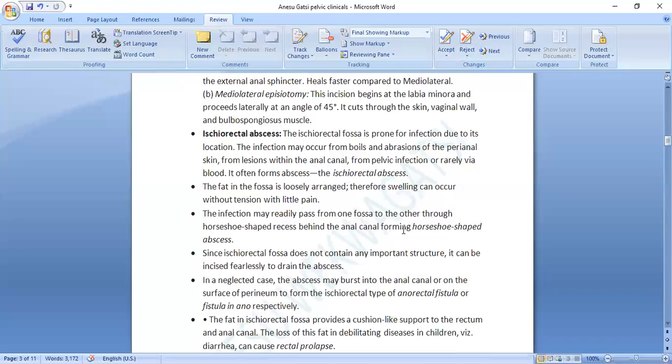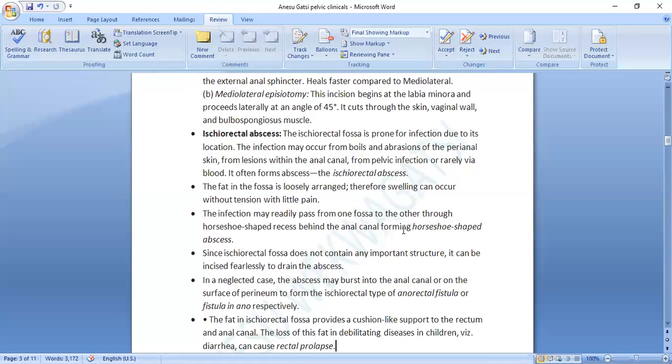As I was saying, the fat is important because it provides a cushion-like support to the rectum and the anal canal. So you find that in weakening, debilitating diseases such as diarrhea in children, you may have rectal prolapse just because you have lost the fat that was acting as a cushion on the lateral sides of your anal canal and the rectum that are in the midline.